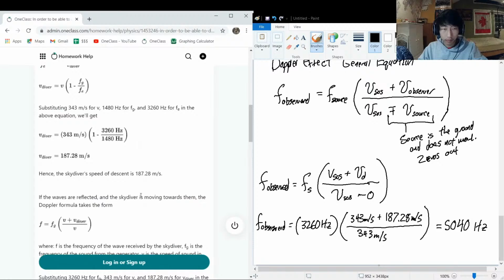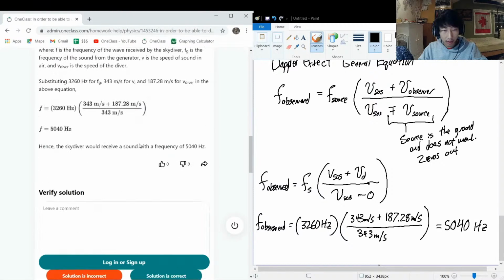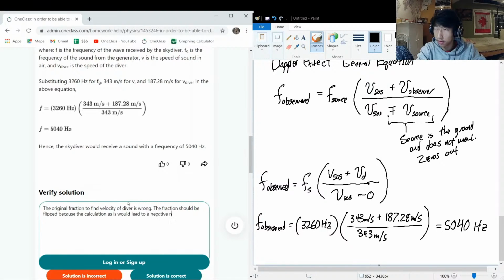So the fraction to find the velocity of the diver is wrong. The fraction shown should be flipped because the calculation as is would lead to a negative result.